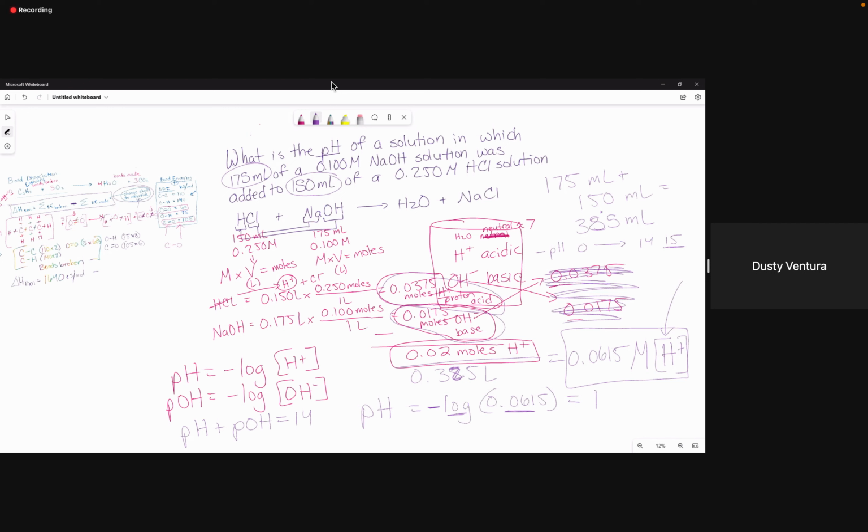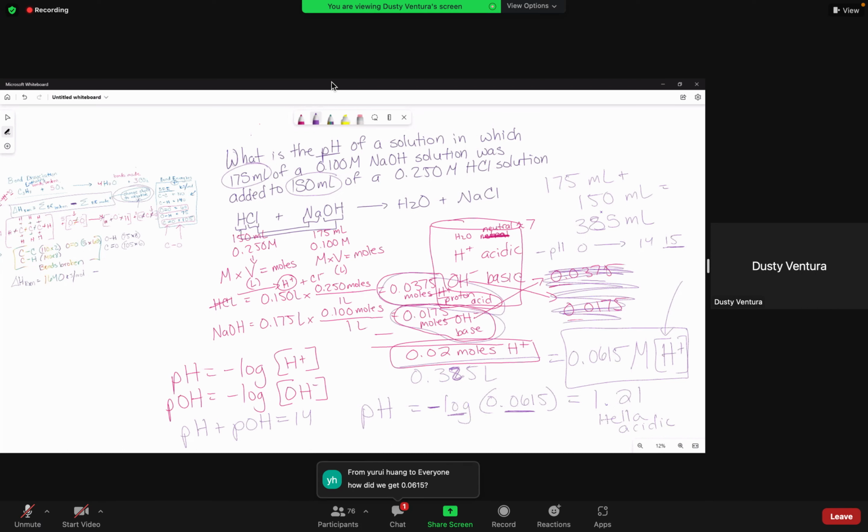And we've got 1.21, that's hella acidic. That'll burn you. Makes so much sense. We got that from doing this math right here.